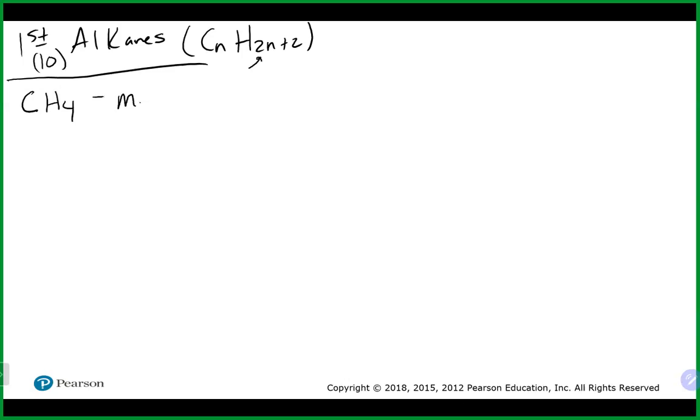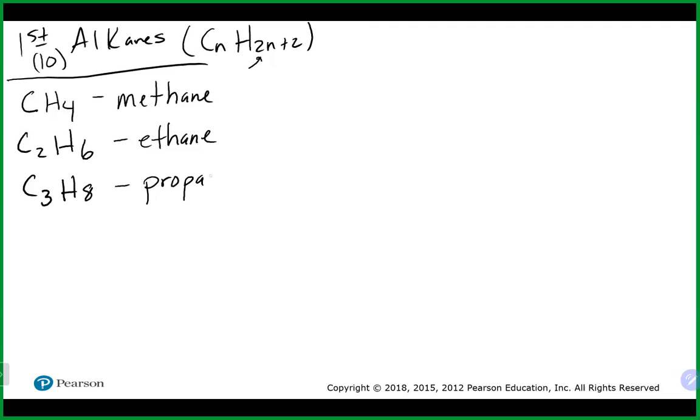And that again has a name of methane. Our 2 carbons, 2 times 2 is 4 plus 2 is 6, would have 6 hydrogens, is ethane. Our 3 carbons, 3 times 2 is 6 plus 2 more is 8, would be propane. Our 4 carbons, 4 times 2 is 8 plus 2 is 10, would be butane. 5 carbons, 5 times 2 is 10 plus 2 more is 12, which would be pentane.